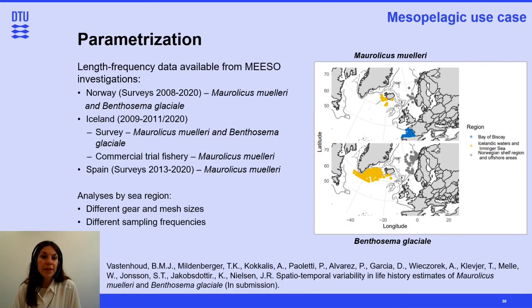The parametrization of the mesopelagic populations will be done based on the results of another paper in submission as part of MEESO, where life history estimates were estimated for both species according to different regions: Norway, Iceland, and the Bay of Biscay. We used length frequency data from different surveys to estimate growth characteristics and mortality rates, as well as selectivity parameters, as different gear types and mesh sizes were used in the different sea regions.